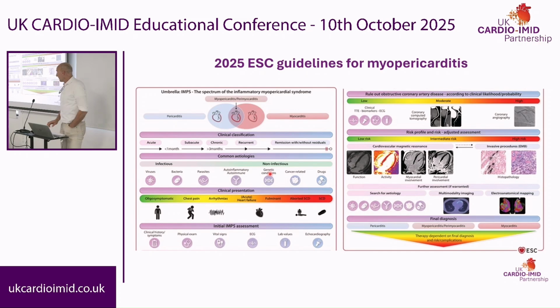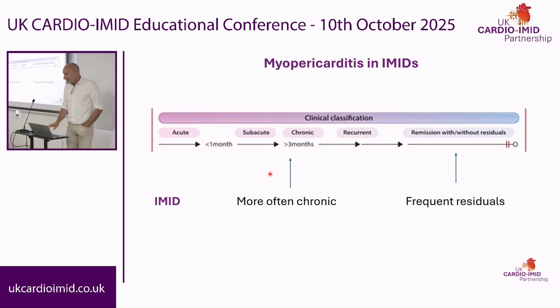So just quickly coming back in the last couple of minutes to the ESC guidelines for myopericarditis, as I said, a very big role for cardiac MRI. But are these guidelines, are the criteria actually applicable to the particular situation of immune-mediated inflammatory disease? And there are a few points to consider.